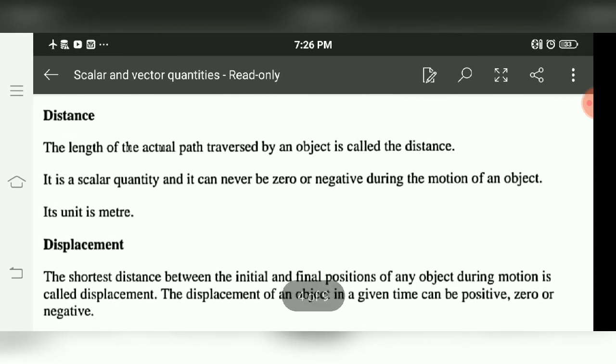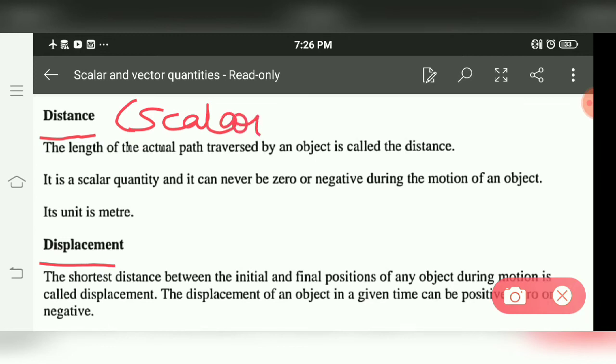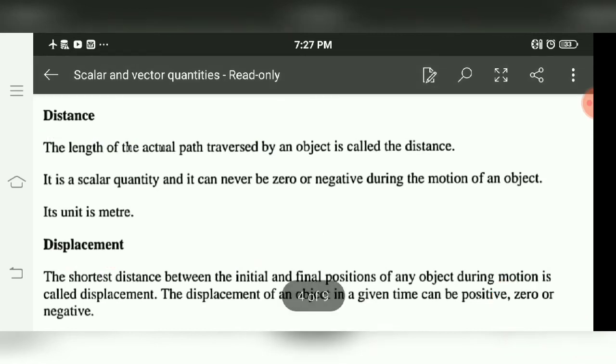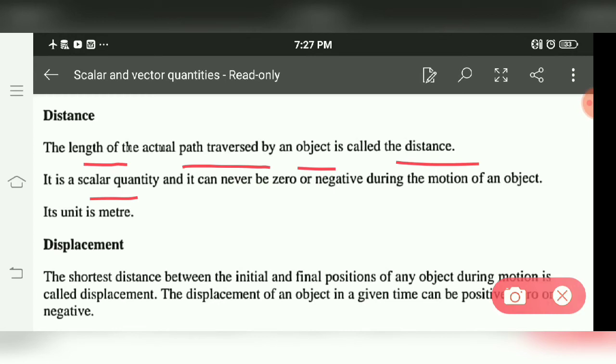So next is distance and displacement. First, distance. It's a scalar quantity. Displacement is a vector quantity. Now, distance: the length of the actual path traversed by an object is called distance. It is a scalar quantity, it can never be zero or negative. It always has a positive value and its unit is meter.